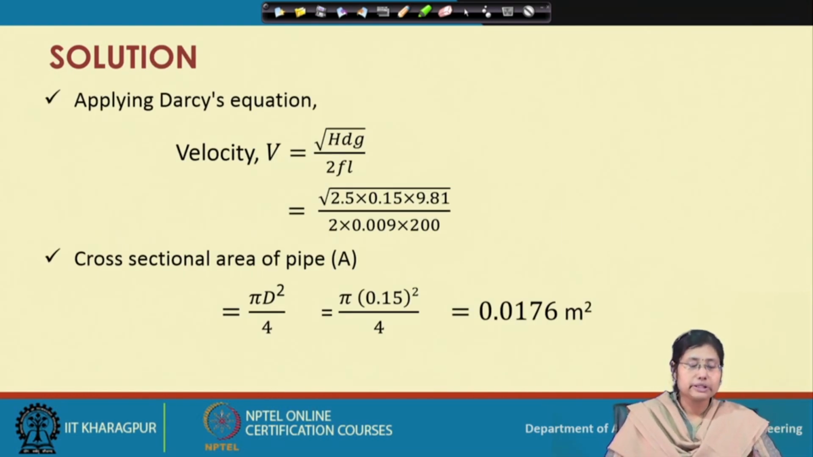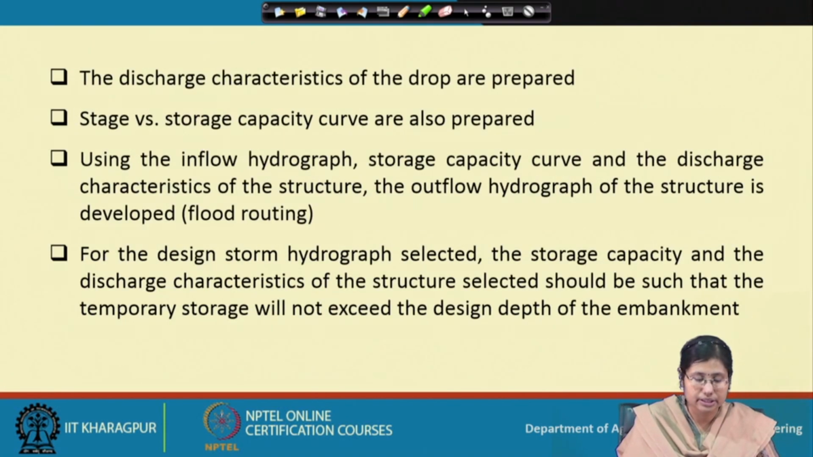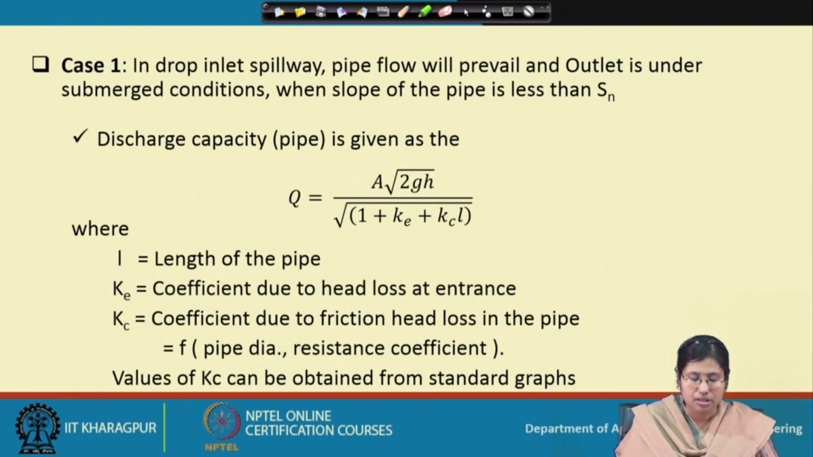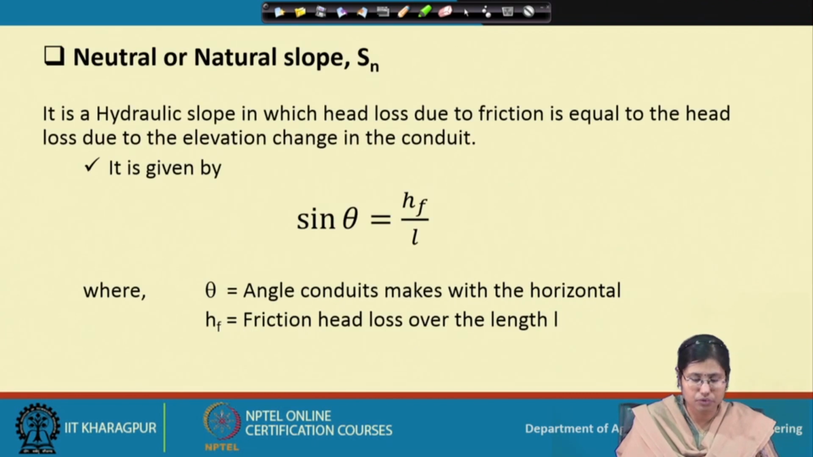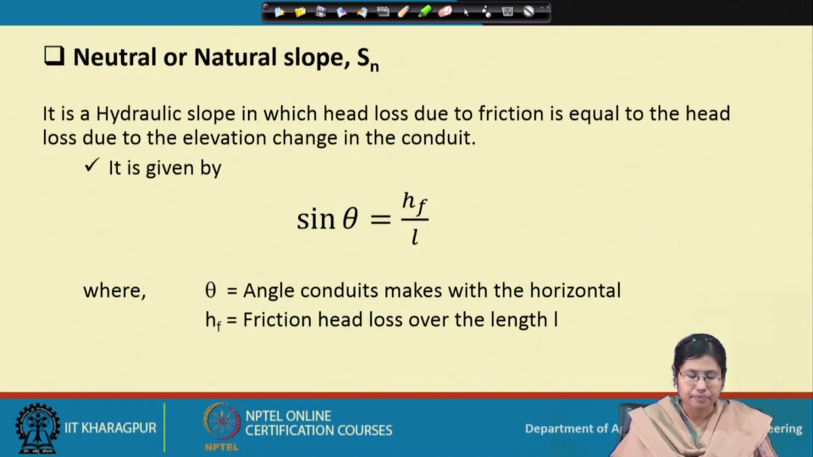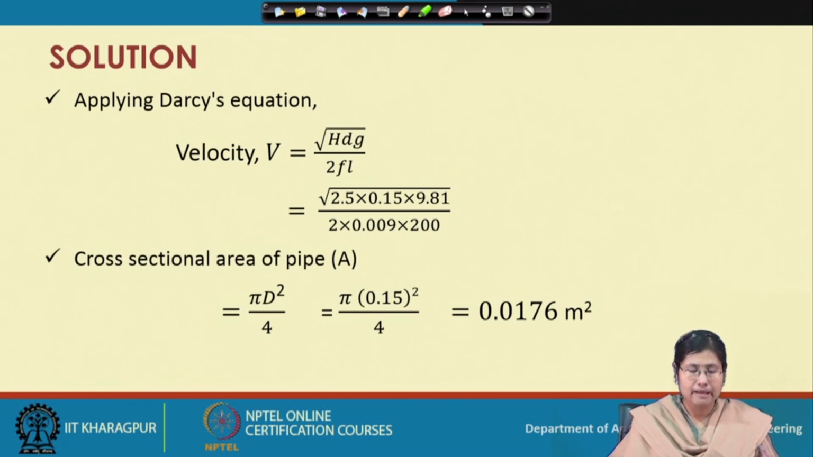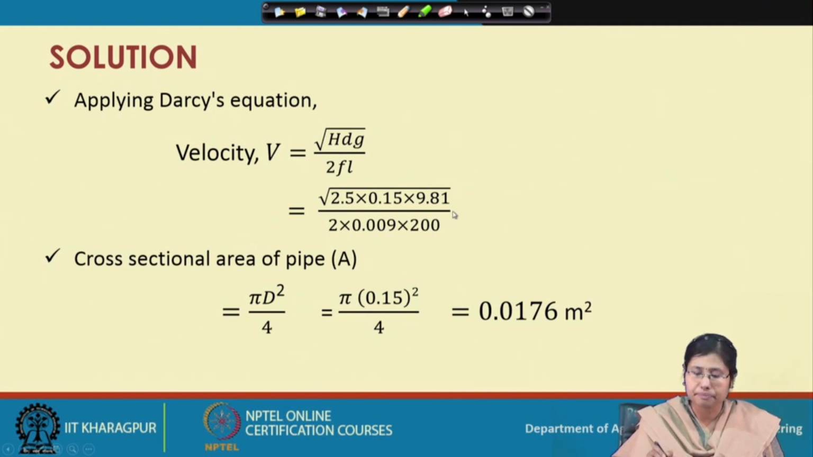So, here we first calculate the velocity of flow using the formula. This formula is already covered in the beginning, the velocity of the flow through the pipe. This is the Darcy's formula, as you can see here. So, using that, we first calculate the velocity of flow in units of meters per second.